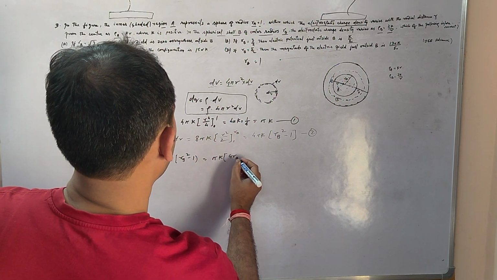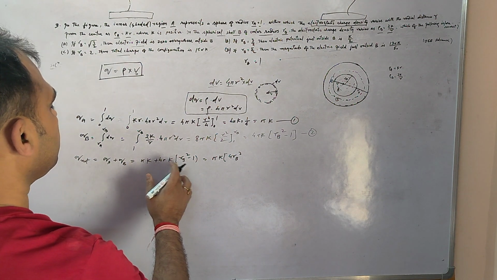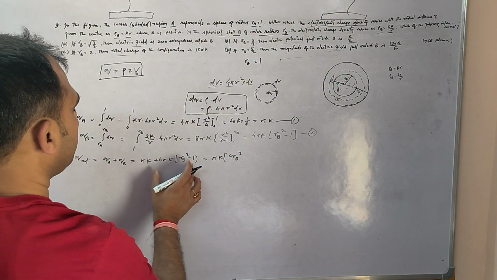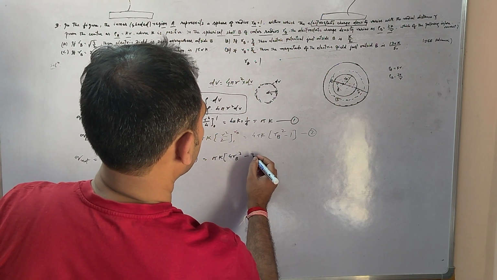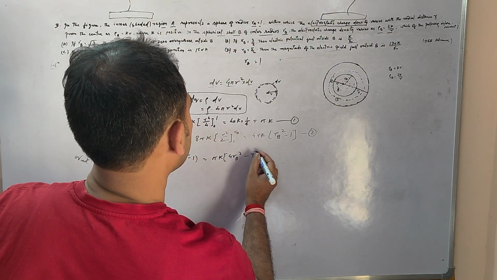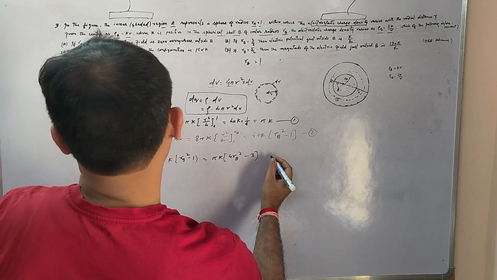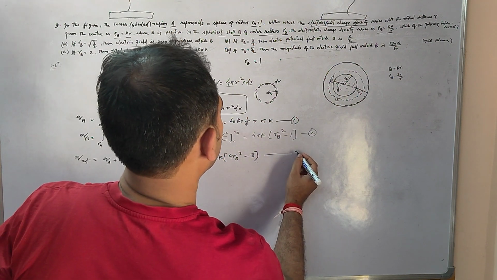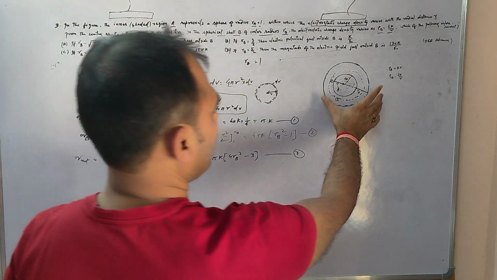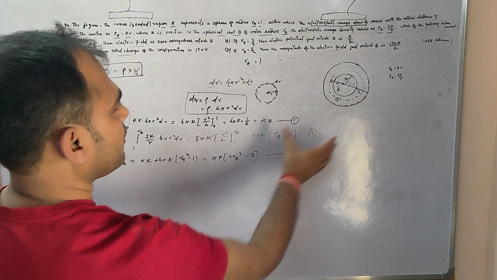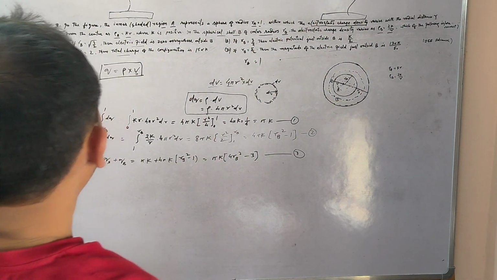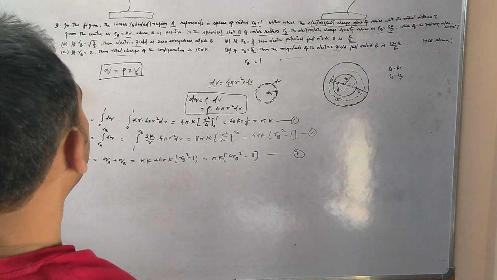For RB square, minus 4 plus 1, so this will be minus 3. This is our Q net. Now we have found the value of Q net for this whole system. Now let us discuss each statement one by one.